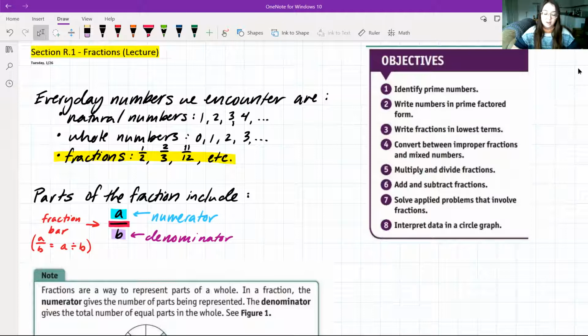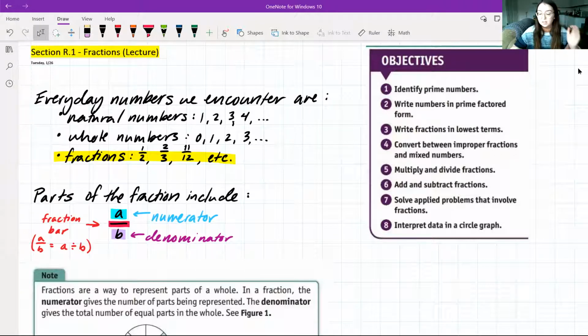So we can talk about the parts of the fraction. When we see a fraction, we see a number, then a line, and then another number below it. The number on top is going to be our numerator. In this case, this is identified by A, which we see in blue.